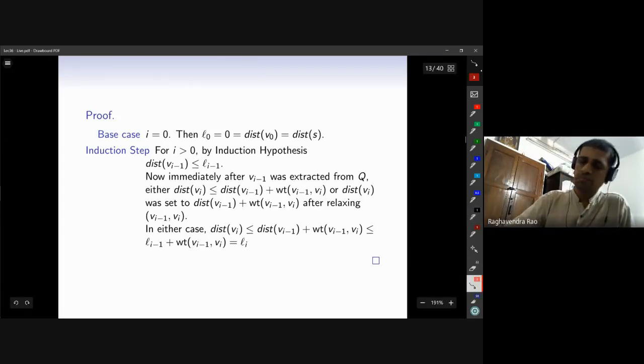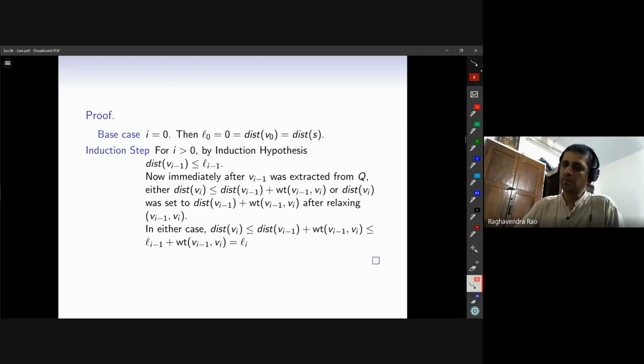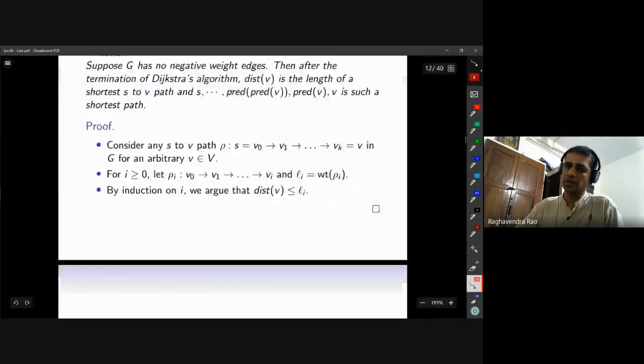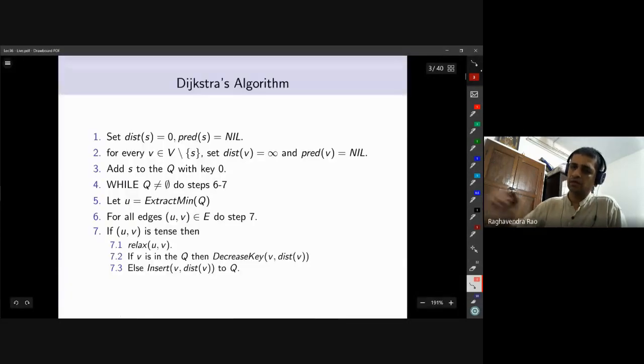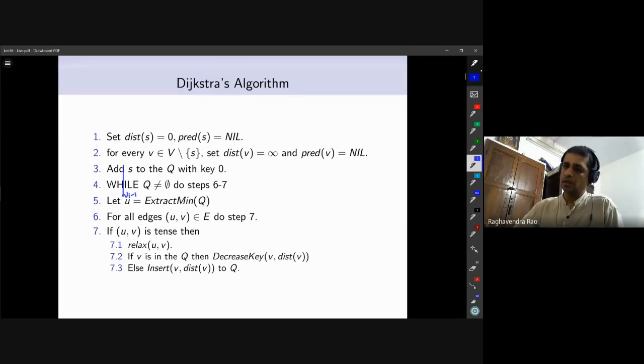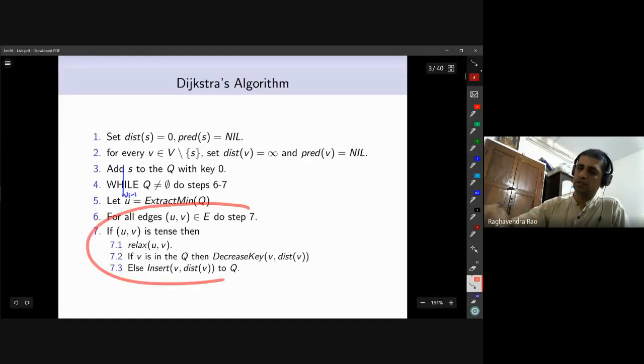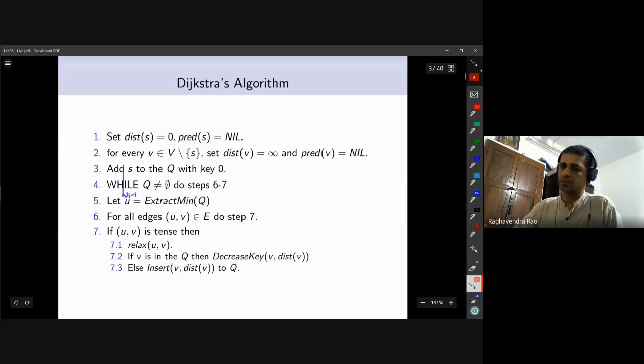Now let's just imagine the algorithm immediately after Vi minus 1 was extracted and before you do any further extract-min operation. So you look at Dijkstra's algorithm when Vi minus 1 was extracted. So what does it do? As soon as it extracts Vi minus 1, it does this relax operation for all outgoing edges of Vi minus 1.